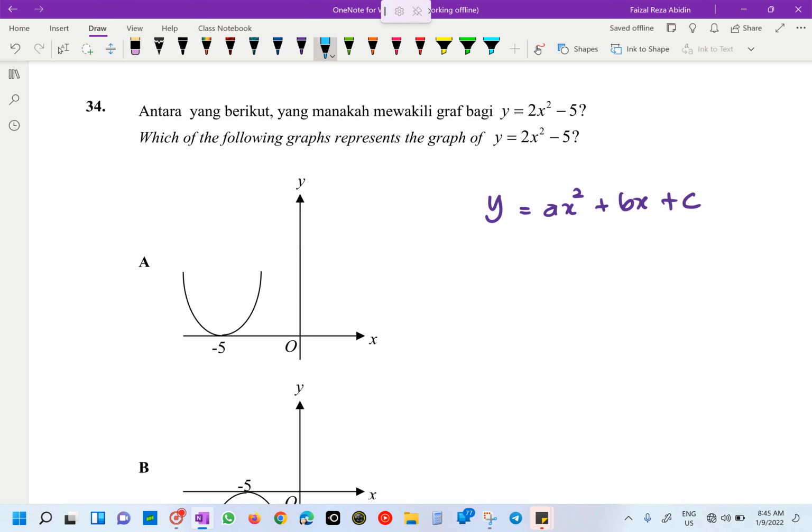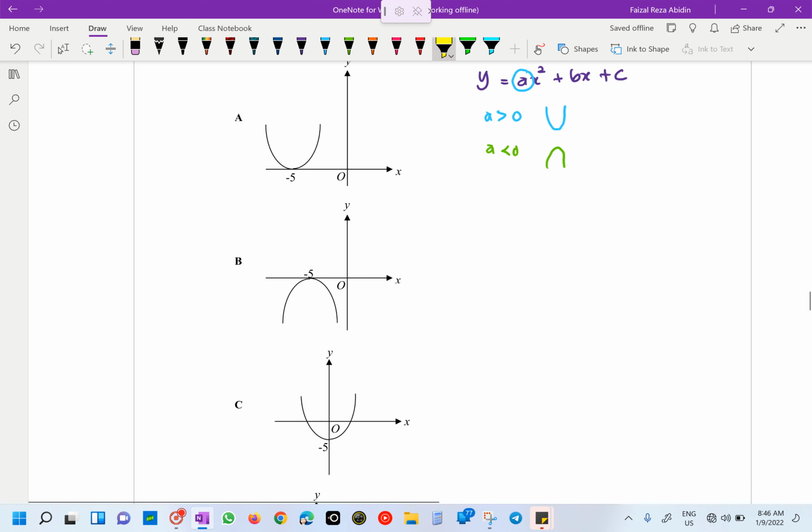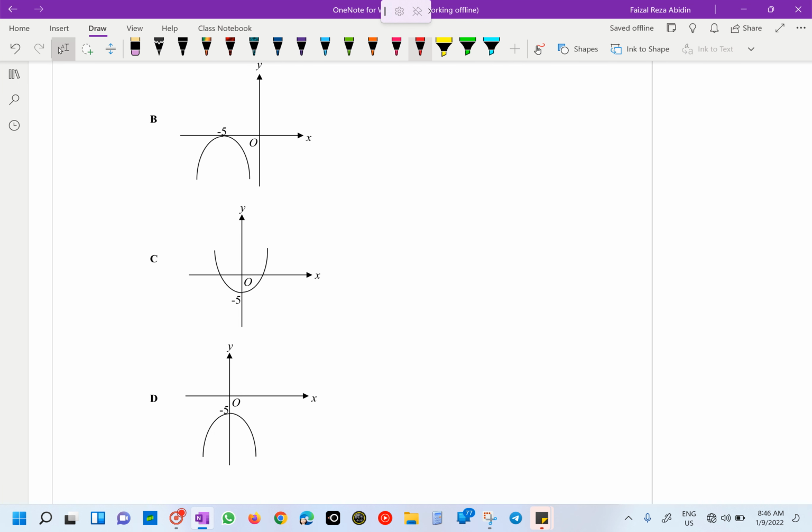Yeah. Okay, first thing, if you look over here, a here, you are going to determine whether it is going to be a smiley or sad face. If our a value is positive, yes, it's going to be a smiley face. More than 0, smiley. Less than 0, sad face. So if you look over here, our a is going to be 2, isn't it? So it cannot be what? Cannot be B, cannot be D.